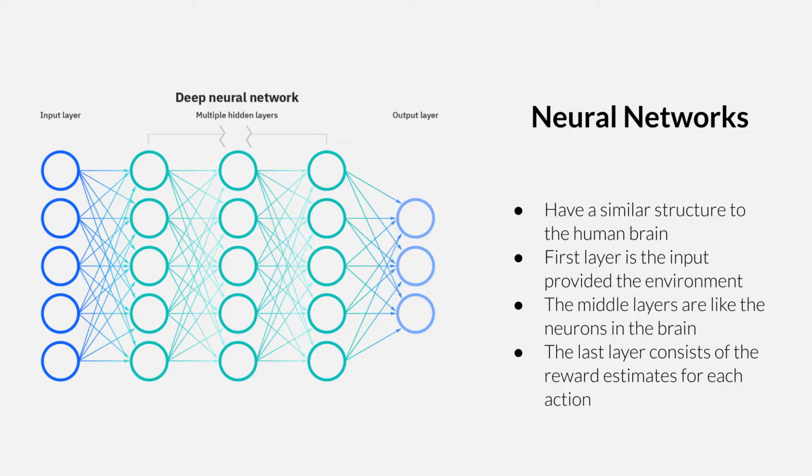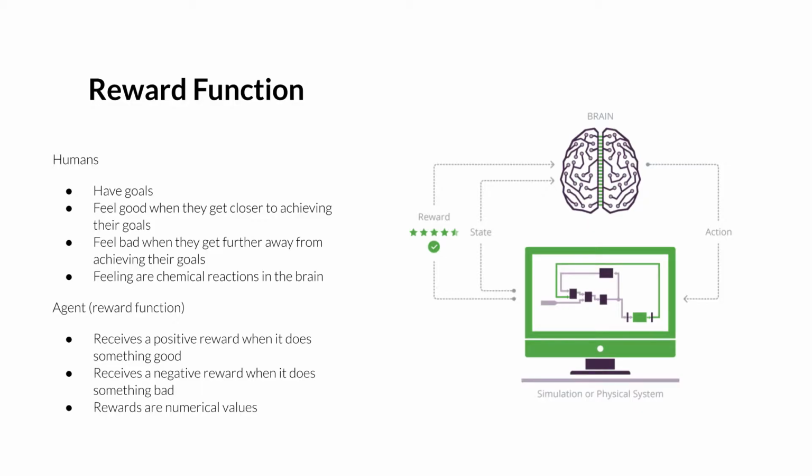The issue is, we don't know what the best action is, so we can't train the neural network directly, and that's where deep Q learning comes in. It provides a method of predicting what the best action is, so we can train our neural network. There's one last thing we need to do before we can implement our deep Q learning algorithm. We need to define a reward function.